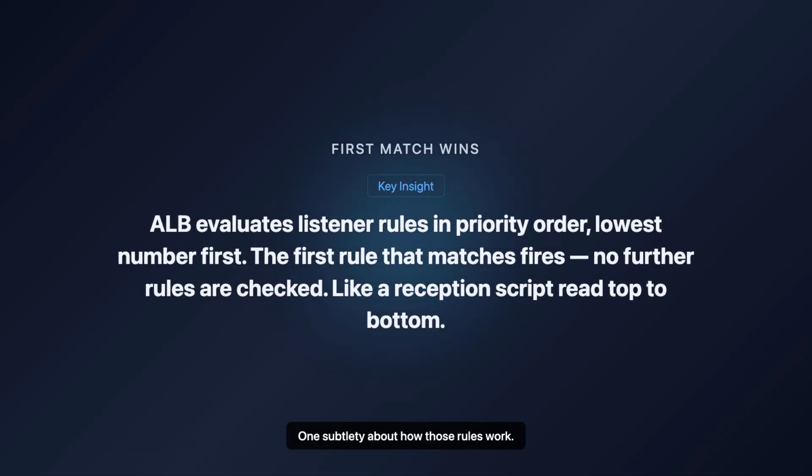One subtlety about how those rules work: the ALB evaluates them in priority order, lowest number first, and the very first rule that matches is the one that fires. It stops there. No further rules are checked. Think of it like a hotel reception script read top to bottom. If they ask for the spa, send them to the wellness wing. If they ask for the restaurant, send them to dining. Otherwise, general check-in. The first line that matches wins, so the order you assign priorities directly controls your routing behavior.